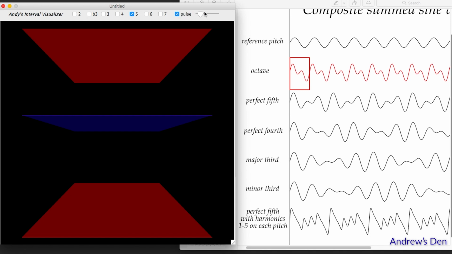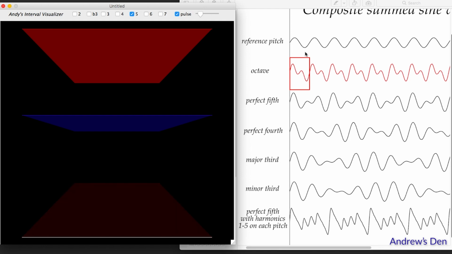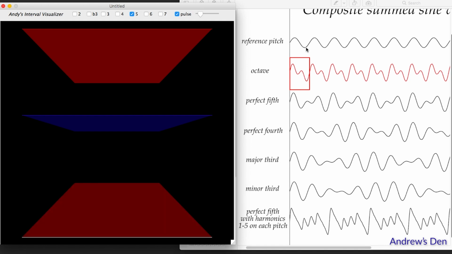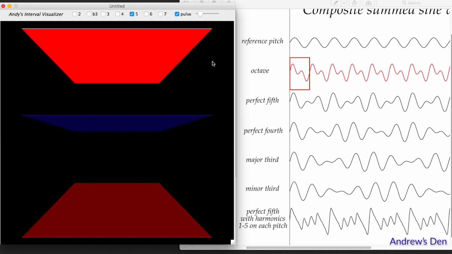So I add this pulsing feature here, and first, if I play the fundamental, there it is pulsing in this sine wave. That'd be the reference pitch. So when it's bright, it's the top. When it's dark, it's at the bottom, and so on, like this. It's following the waveform. And if we do the octave, it's doing the same thing twice as fast. So we can see that it's just doing the sine wave.